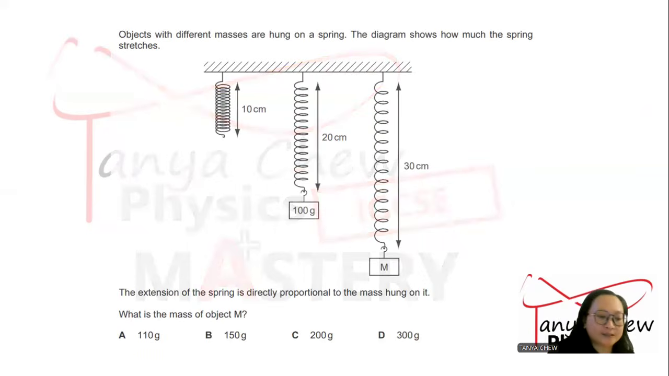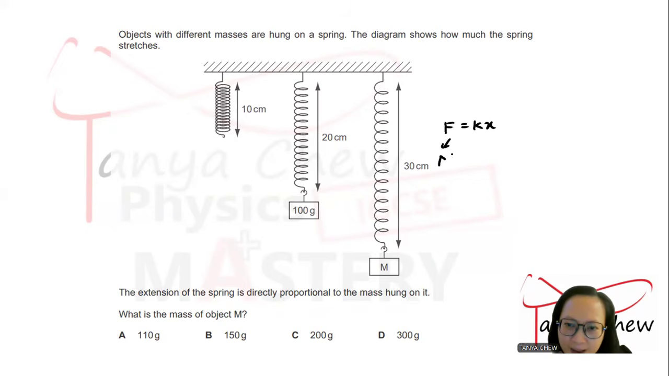Now, let us try some example right here. Objects with different masses are hung on a spring. Diagram shows how much the spring stretches. Extension of the spring is directly proportional to the mass hung on it. What is the mass of object M? So if I want to get a mass of object M, and the mass is in gram, right? So I use Hooke's law, F equals kx. Remember I told you about F must be in Newton, right? But F is not being given. So F can be calculated by mass times 9.8, meter per second squared.